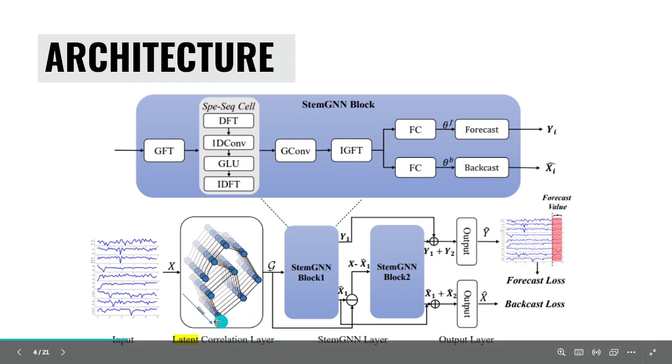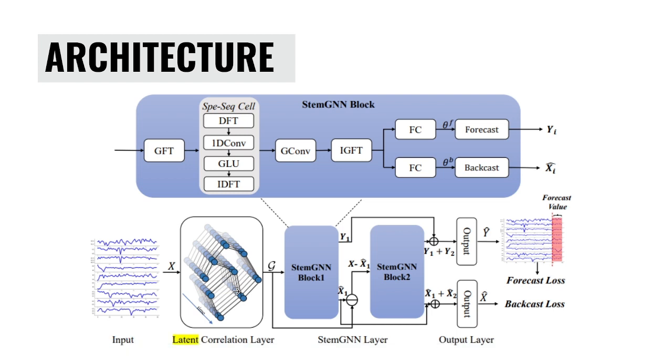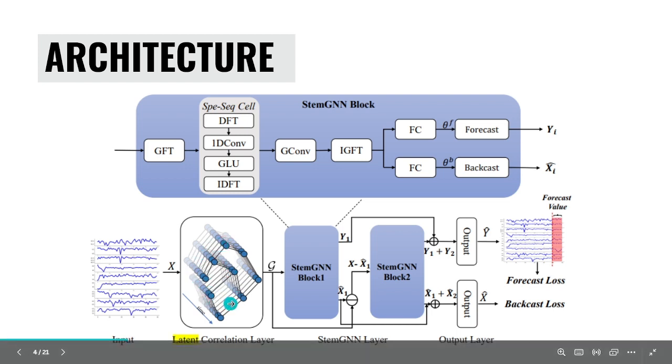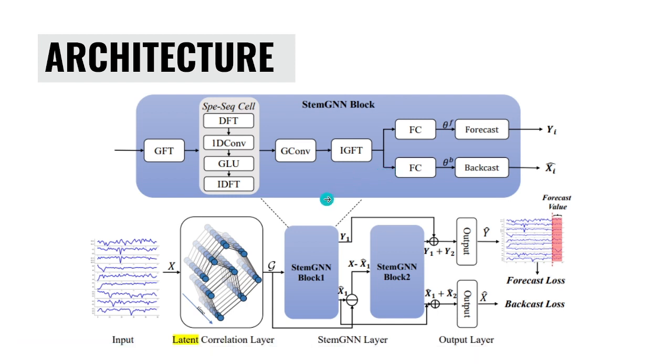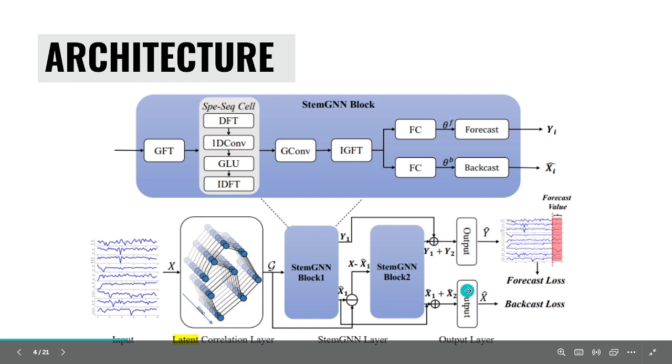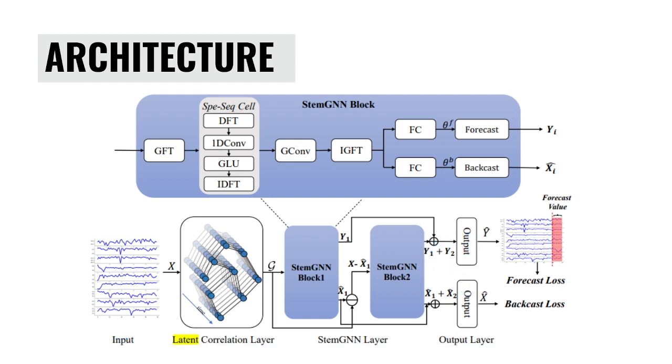This is the overview of the architecture, where X is the multivariate time series input given to the model, and this is the latent correlation layer where the time series input is translated into a graph input. It is sent to a StemGNN layer with two StemGNN blocks. This block is used to predict the next few timestamps given a few timestamps as the input, and to also predict the previous timestamps given the current timestamps. And this is then sent forward to an output layer with a GLU and a fully connected sublayer.